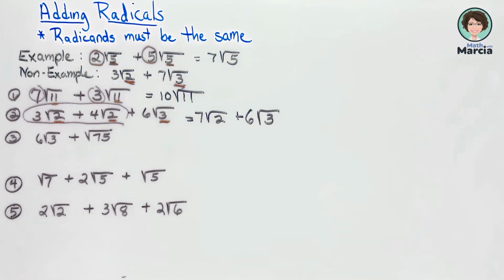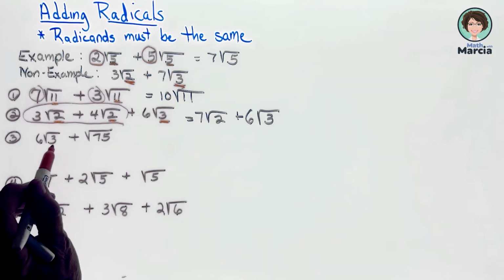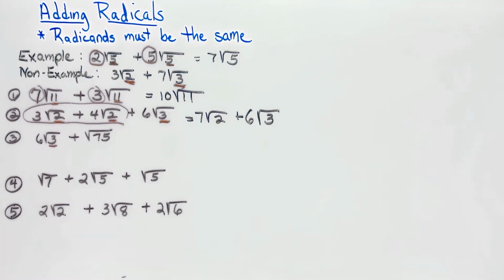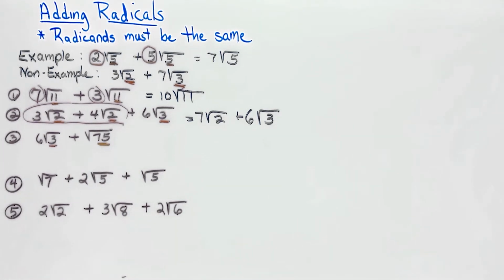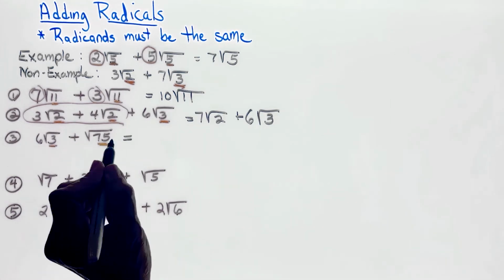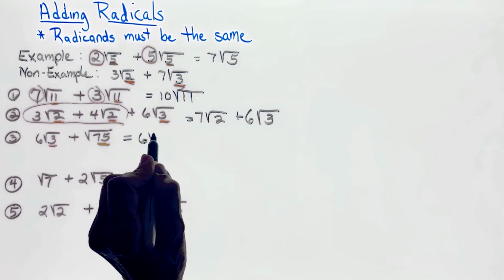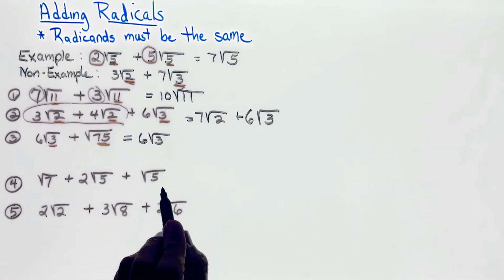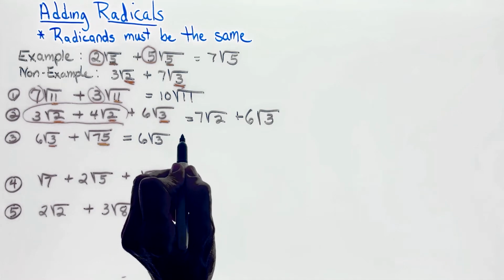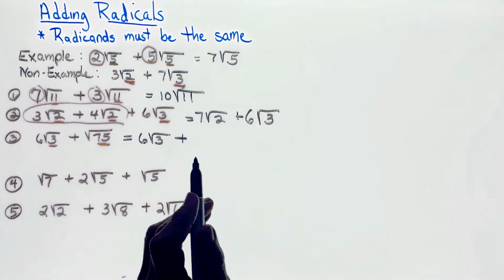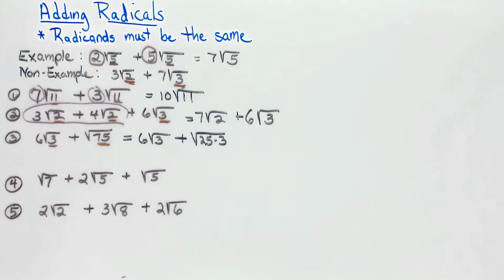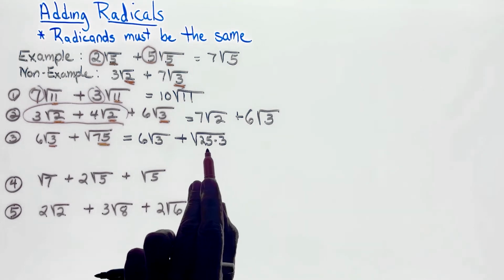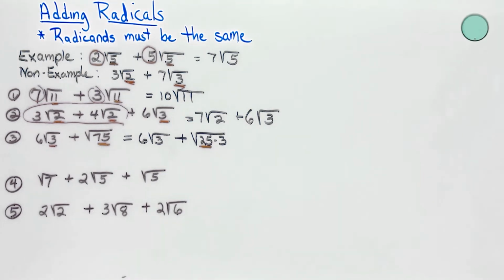Number 3 is a little bit different because I see I have a 3, and that is in simplest form. However, 75 has a perfect square hiding inside, so I need to simplify that. I'll copy the first one so I have everything where I need it. 6 square roots of 3 plus, now sometimes that 3 does give you a hint, and I know that 25 times 3 is equal to 75. So I am going to simplify this.